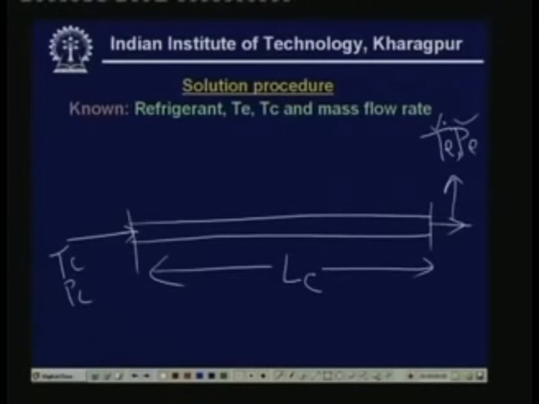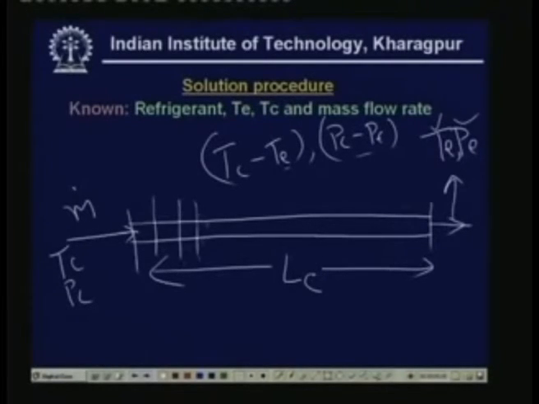So all these things are known to us: temperatures are known, pressures are known, and we also know the mass flow rate. If you look across the capillary, a temperature drop of Tc minus Te is taking place. Similarly, a pressure drop of Pc minus Pe is taking place across the capillary. We have to find out what is the length of the capillary, so that this much temperature drop and this corresponding pressure drop can take place across the capillary. So what we do is we break this capillary tube into several small elements.